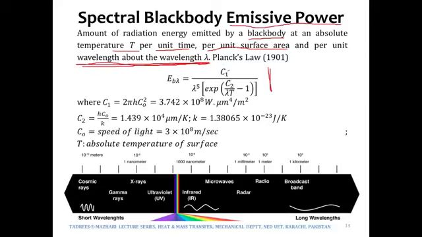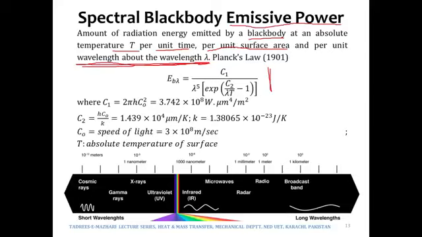But in this expression there are several terms such as C1 and C2, where λ is the wavelength, T is the absolute temperature, C1 is this constant value, C2 is this constant value, and C0 is the speed of light. That is fine. But we should be focusing on the physical significance of spectral blackbody emissive power, rather than getting lost in this expression.